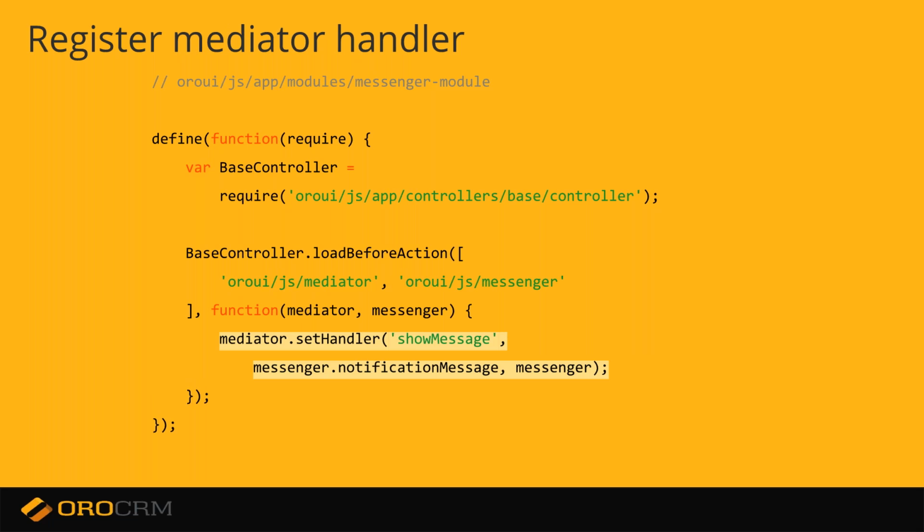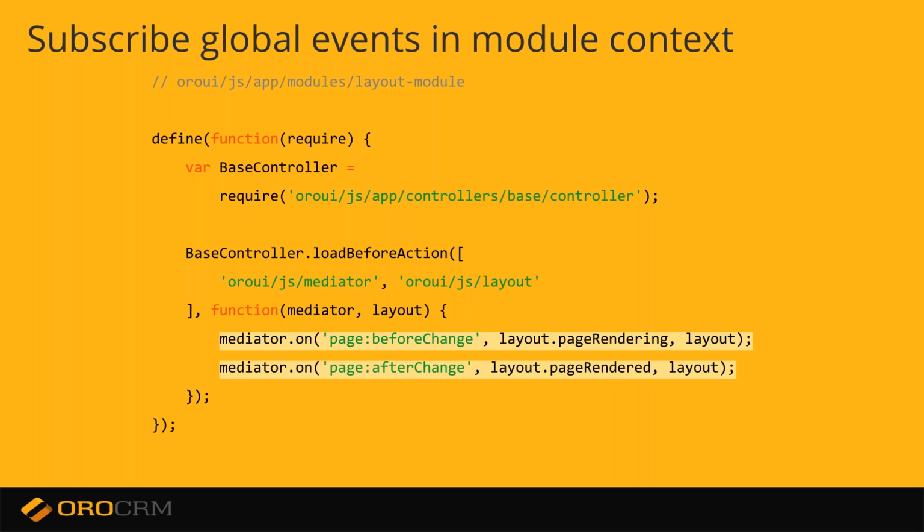In this example of app module, we add a register handler for mediator. Here you see a show message handler is defined in mediator. And from any other place of application, this handler can be executed.